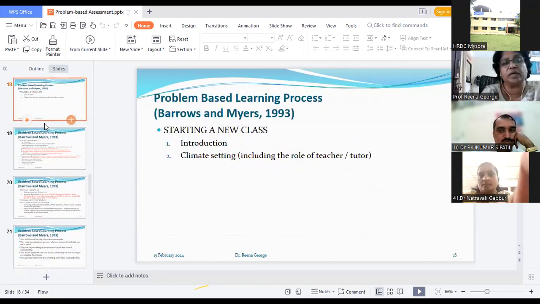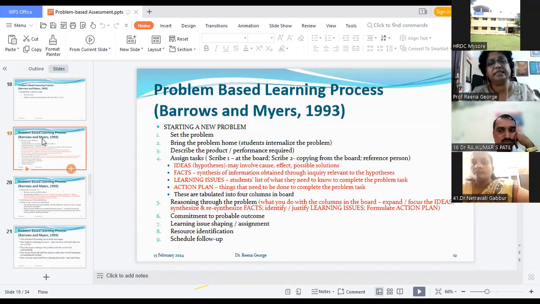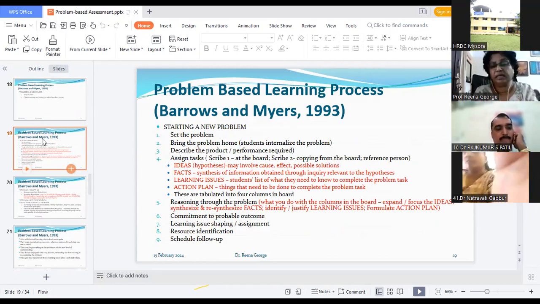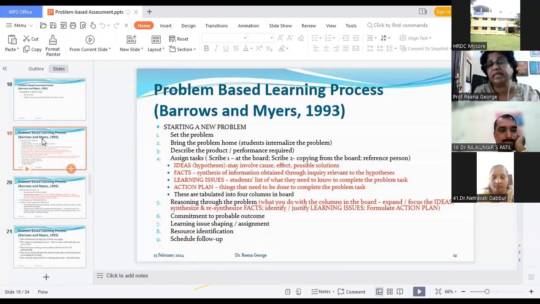So this is the first one. Starting a new class: it is introduction and climate setting. In problem-based learning, first you set the classroom climate. Next stage is starting a new problem. Set the problem. Make the problem familiar to the students. The students will have to internalize the problem.